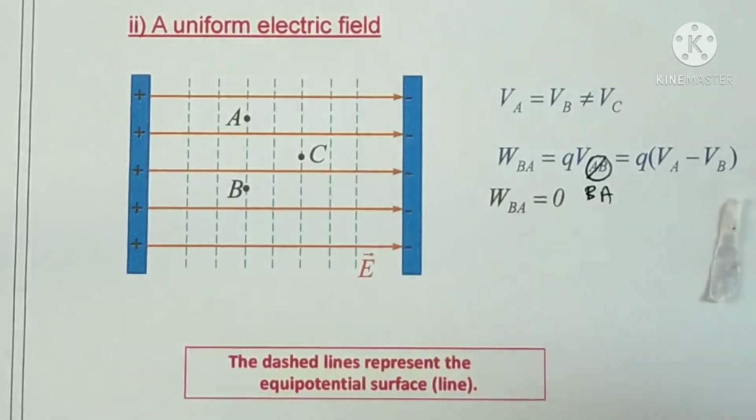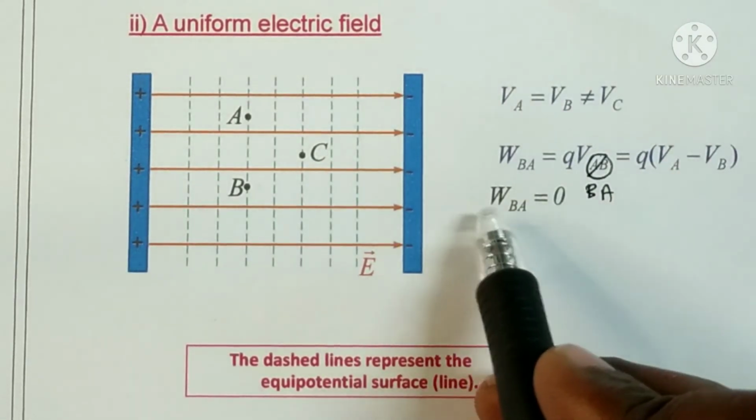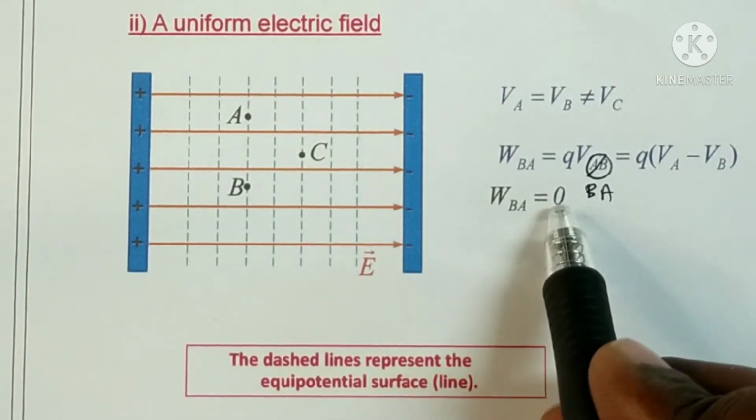B to A, the change of the V is 0, so the work done B to A is 0, or 0 joule.